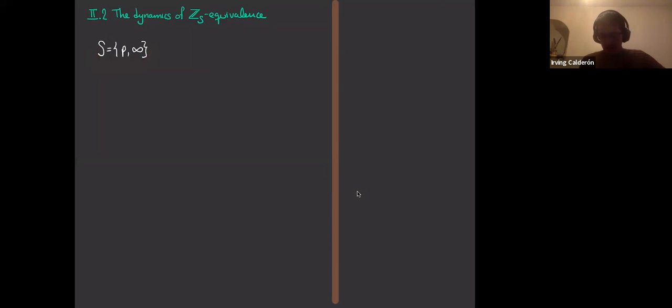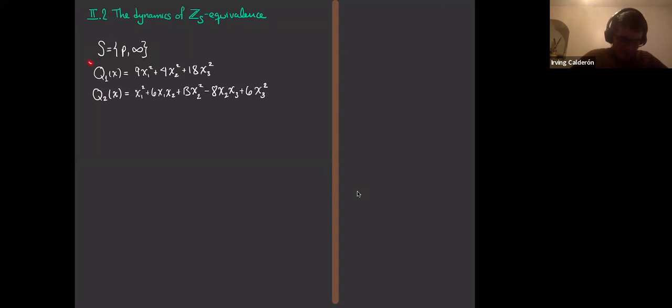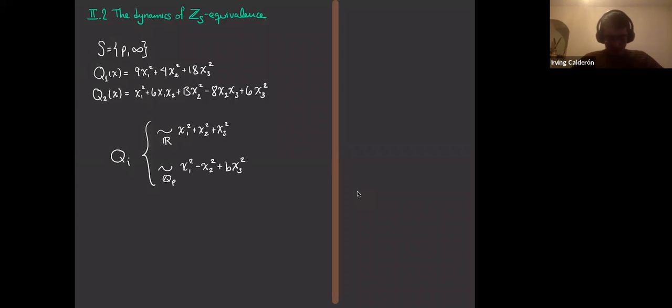And consider two quadratic forms, let's say these two here. Now these quadratic forms over R, they are equivalent, they are positive definite. So over R, they are equivalent to the quadratic form sum of squares. And for most p, they are isotropic over Qp. So both of them are equivalent to x1 squared minus x2 squared plus b x3 squared.